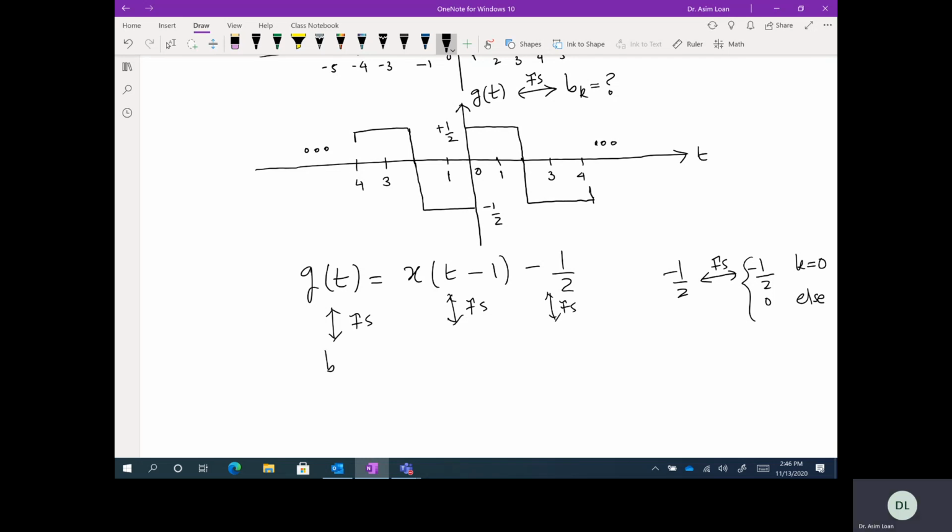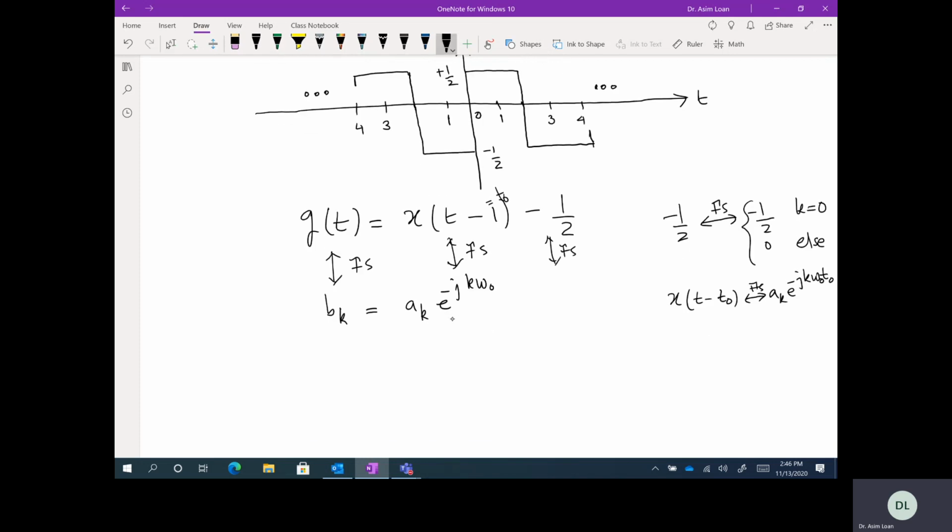If this is the case, then this is b_k. Time shifting means I introduce a phase. So this will be a_k e to the minus j k omega naught t naught, where for x of t minus t naught the Fourier series is a_k e to the minus j k omega naught t naught. This is the case when k is not equal to 0, and when k is equal to 0, this would be a_0 minus half.